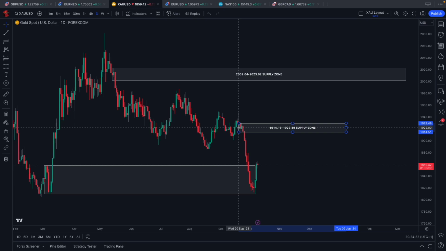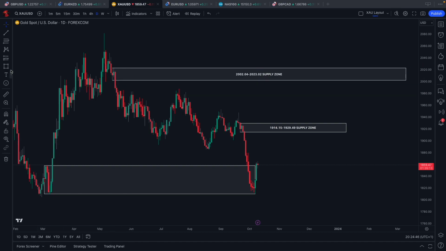Now, the reason why I've gone ahead and kept this marked out and this one as well is because these could be areas where supply could be introduced, and that could again give us the S&D flip, generating us with further bearish structure. Could we look to go short from these two zones? Absolutely. But what kind of confirmation will we need in order to get involved in those short positions?